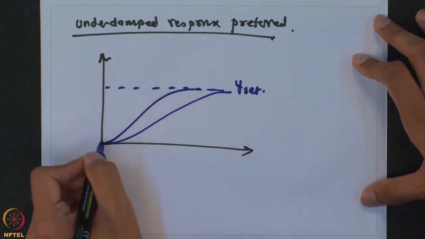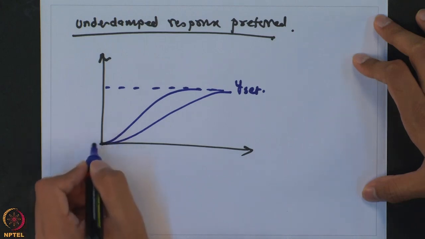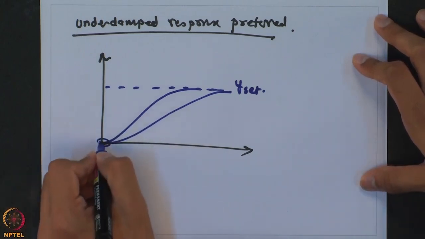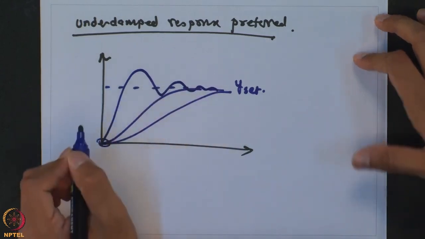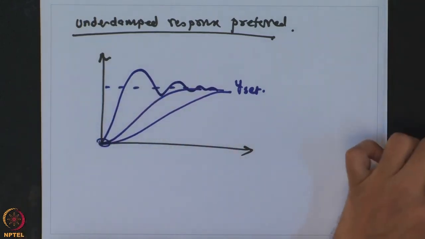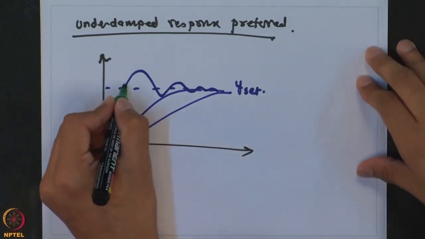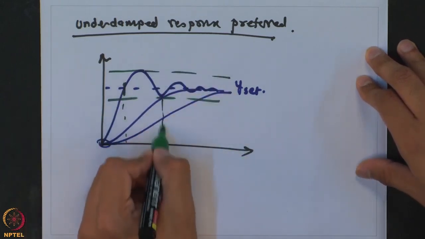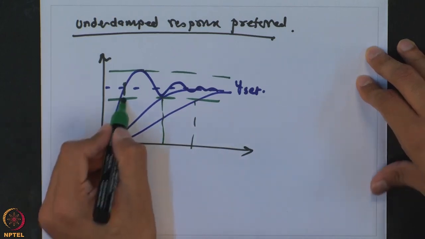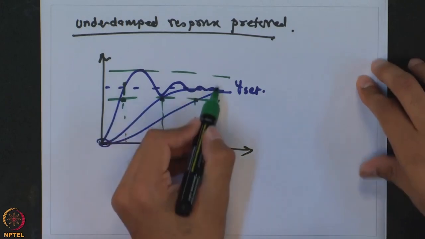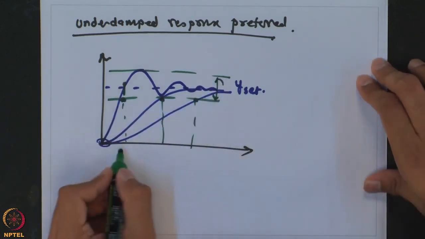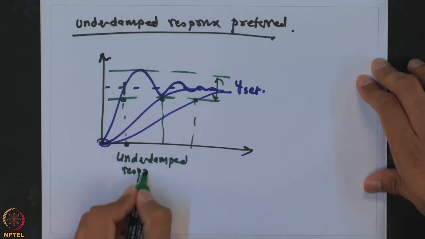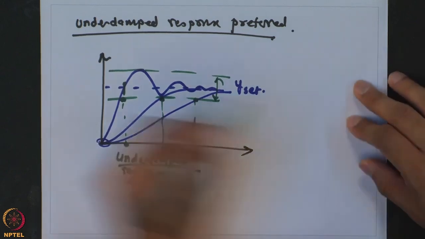In all these cases, the initial slope will be non-zero as we have numerator dynamics. And if we have an underdamped response, this is what we get. Now the advantage of underdamped response is that the system reaches the neighborhood of the set point much quicker compared to any of these responses. If this is the point at which it is reaching within this particular neighborhood of the final response, the underdamped response is much faster to reach within that value.